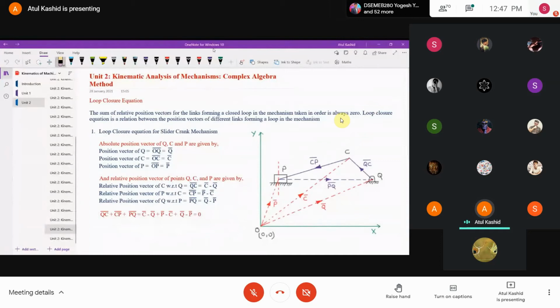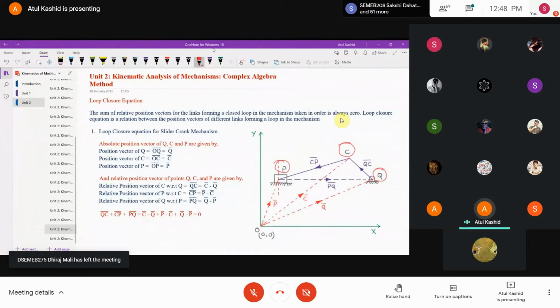Similarly, we have the loop closure equation for the slider crank mechanism, right? Here you can see the slider crank mechanism in which we have the crank, connecting rod and piston over here, right? So the same condition we can apply over here. So first we'll find the positions. We have 3 points over here. One point is Q, second point is C, and third point is P over here.